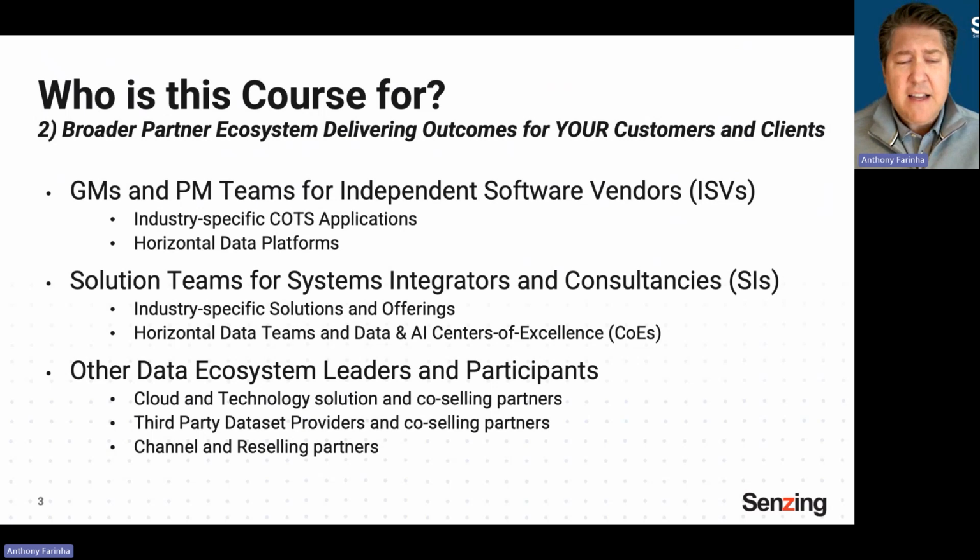excellence. Additionally, other data ecosystem participants will also find value in the business course. These can be our cloud and technology solution partners that we co-sell with. Could be the third-party data set providers that we also deliver co-selling and solutions with, in addition to our channel and reseller partners, all of which would benefit from this course.